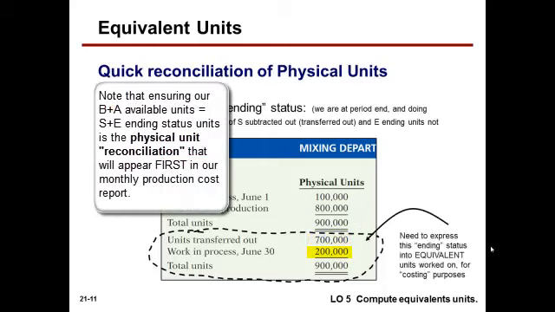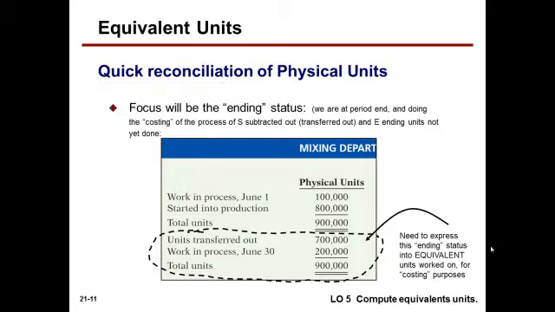We need to express this ending status into equivalent units worked on for our costing purposes, both fully transferred out and still left behind in ending work in process, the S and the E.